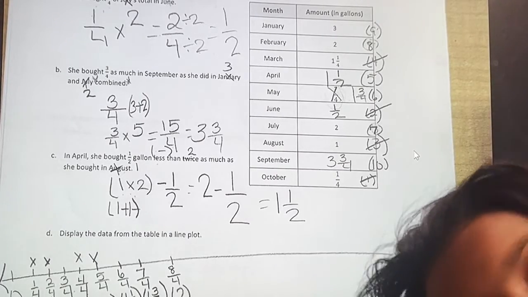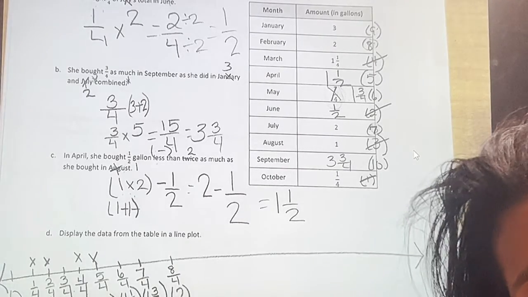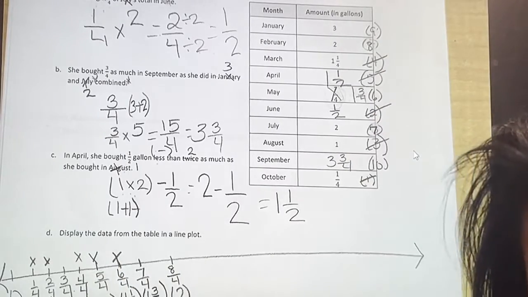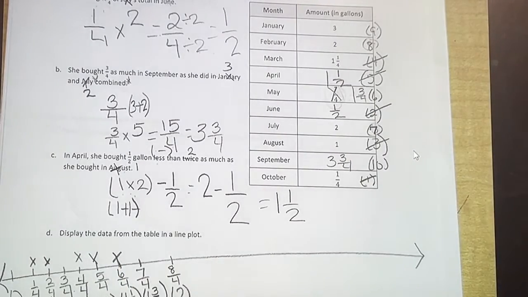How many gallons of milk did she drink? 1 and 1/2. Great. I can cross this one out. Where is my next fraction going? Which is 6, which is May. Madison.